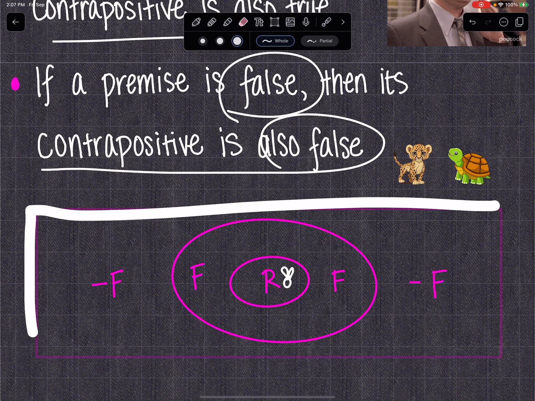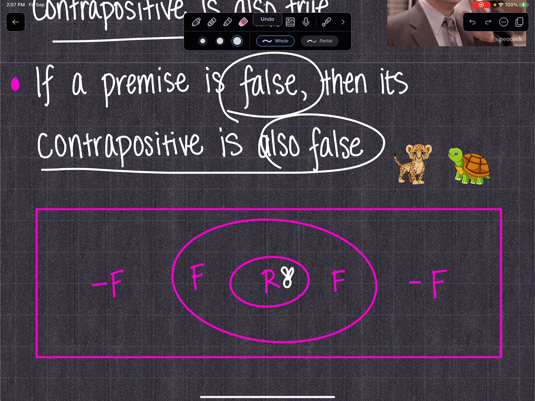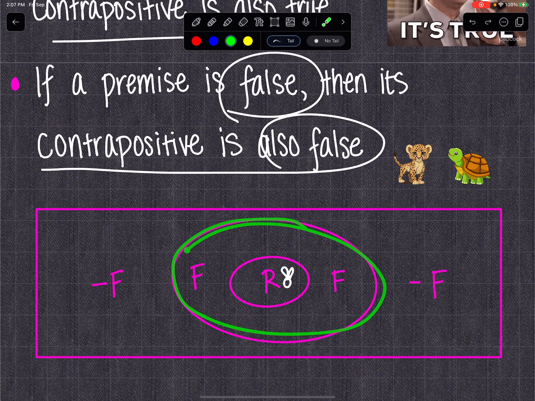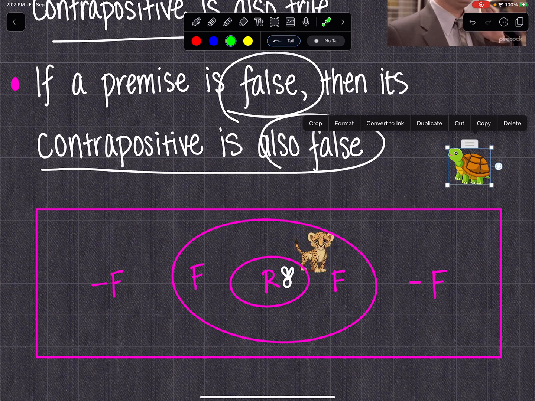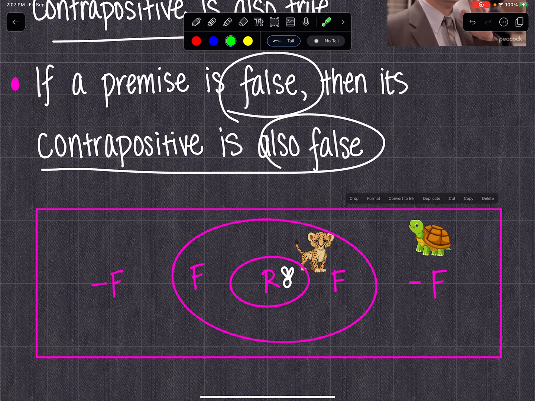So here's the diagram, okay? And then in this circle, we have everything that's fast. All of these means it's not fast. It means it's slow, I guess, but they're just saying not fast. Okay, and then within the fast animals, I put rabbits right there because they are just a subset of the fast. But you could be fast and not be a rabbit. That would be the cheetah right there. And you could be not fast and not be a rabbit.